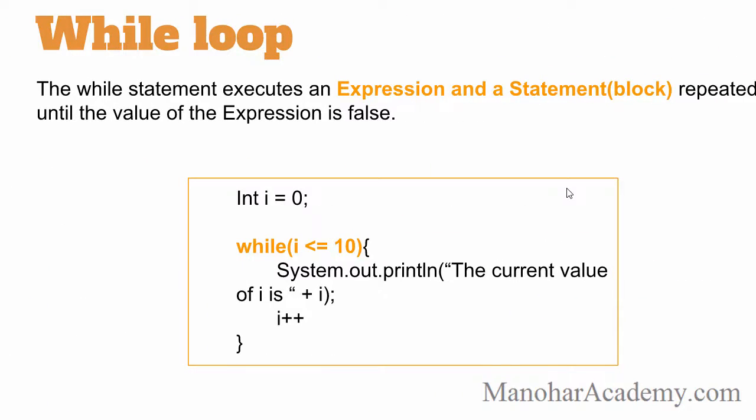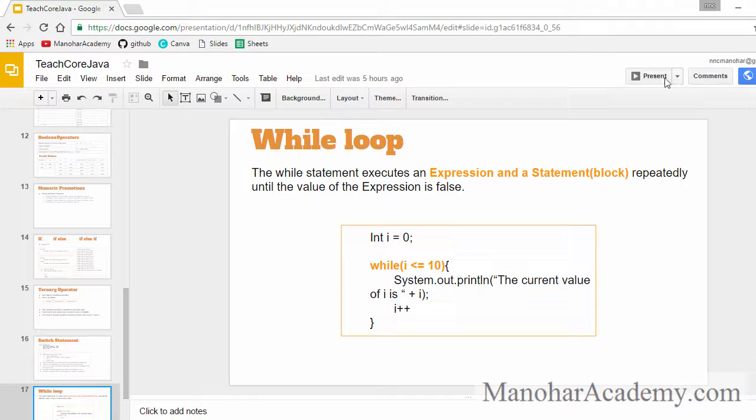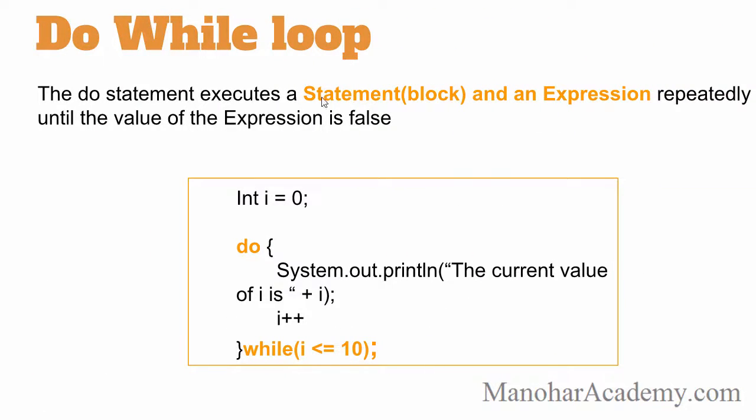Then we started looking at loop constructs. We have seen the while loop, where expression and statement, so this is the expression, this is the statement or block, will be executed repeatedly. So in case of while loop, expression and statement or expression and block will be executed repeatedly. But if we come to do while loop, here the block and expression will be repeatedly evaluated. So in this case, the block will be executed at least once.